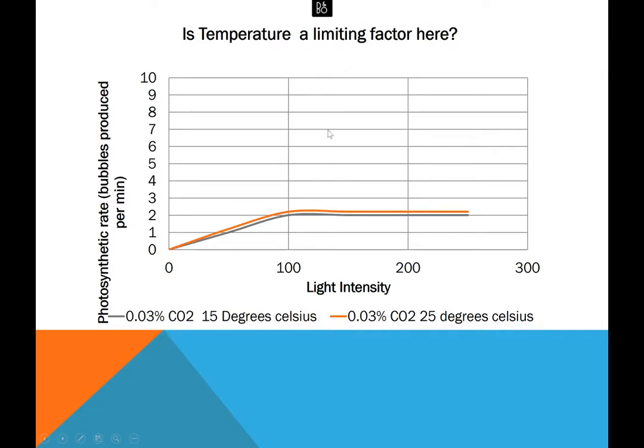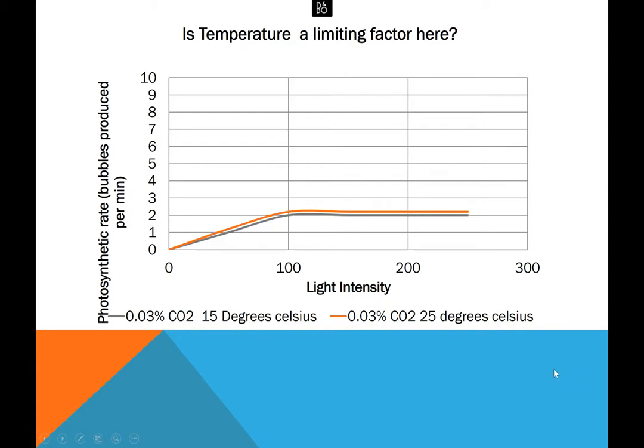Now, another example over here. So gray and orange line again. The gray line is 15 degrees Celsius. The orange line is 25 degrees Celsius. The carbon dioxide is the same concentration, 0.03%. So again, do you think temperature is a limiting factor here? Is temperature important? Does temperature increase my rate of photosynthesis to a great extent? If I increase my temperature from 15 to 25, does it cause a great change in the rate of photosynthesis?